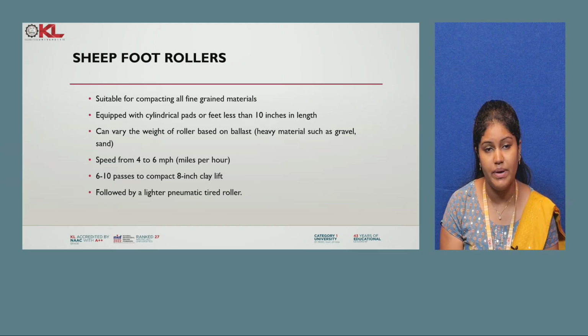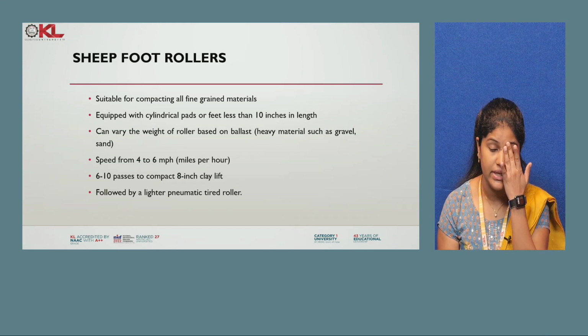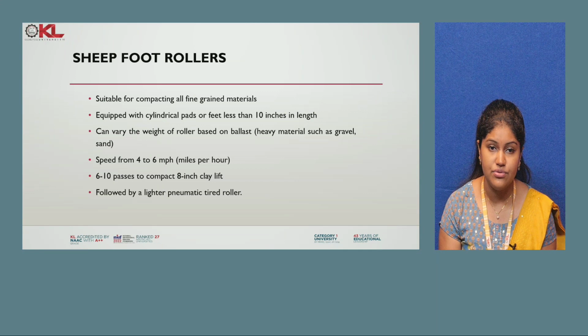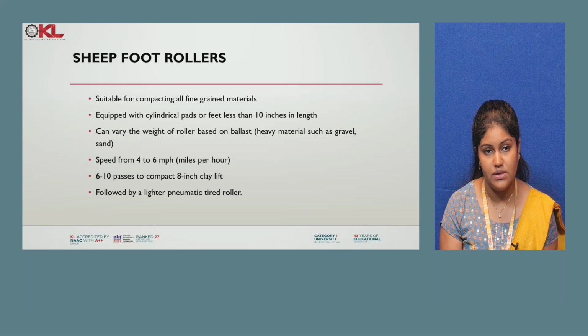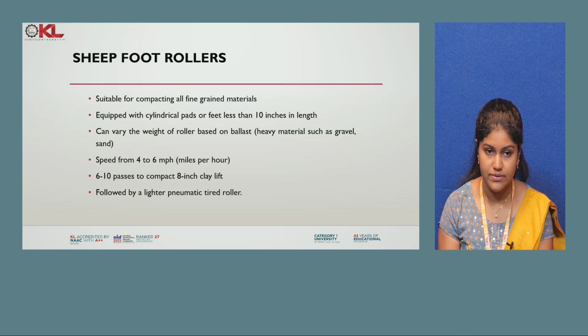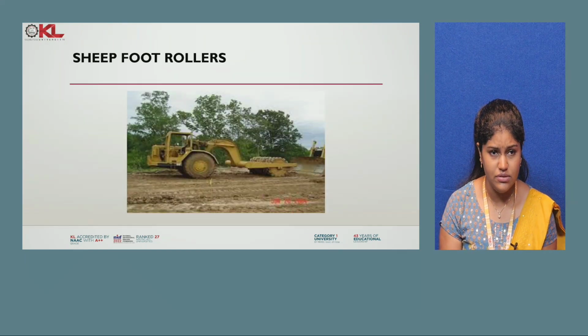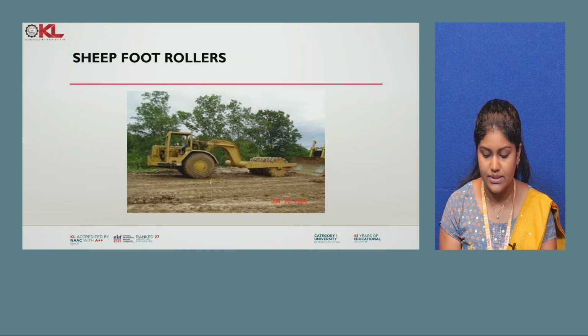We use this compaction roller for fine grain material. It is like a cylinder with pads, and its feet are less than 10 inches in length, and the weight of the roller can be varied based on ballast. Speed is 4 to 6 miles per hour, and 6 to 10 passes compact an 8 inch clay lift. So if we roll the roller 6 to 10 times, 8 inches of clay will be compacted, and it can be followed by a lighter pneumatic tire roller. This is what the sheep foot roller means.